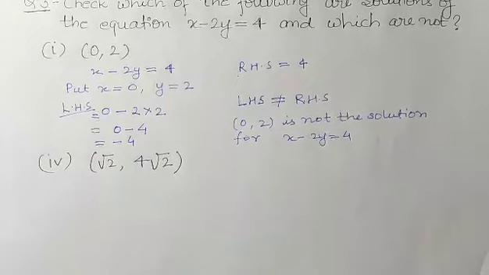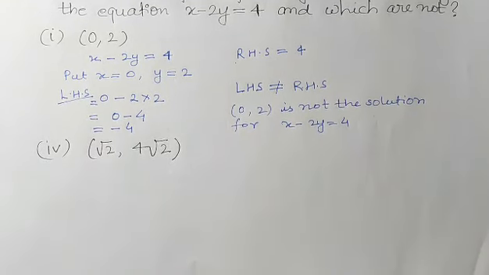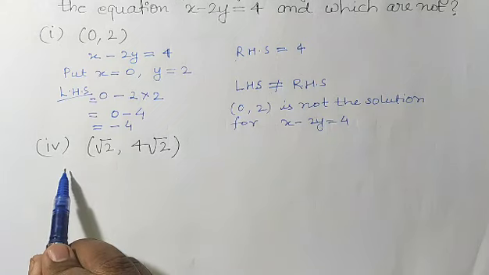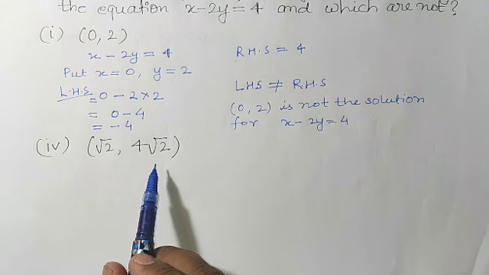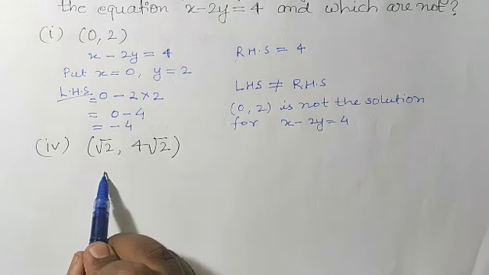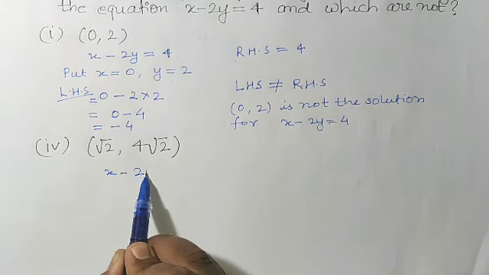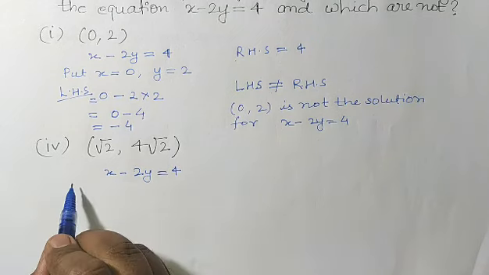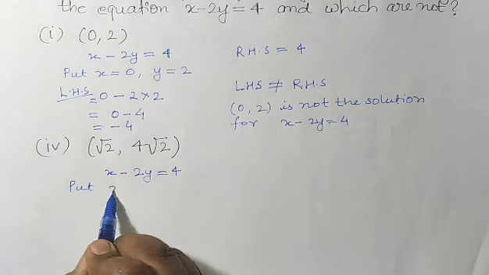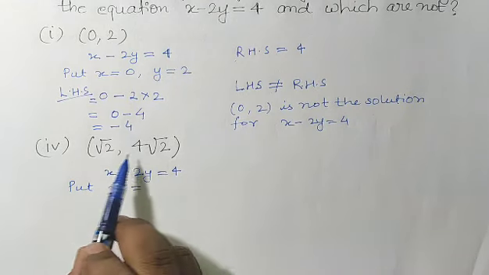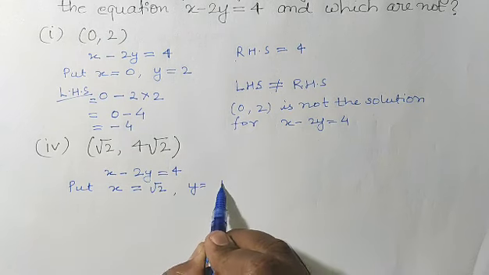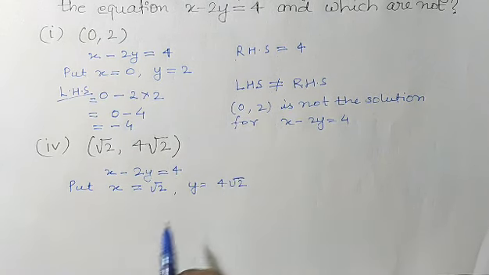Now I've taken the fourth part because it is in square root, so maybe you will have confusion. How will we solve it? The equation is again x minus 2y is equal to 4. Okay, and here we have to put the value of x. It is also x comma y, which means the value of x is under root 2 and the value of y is 4 under root 2.